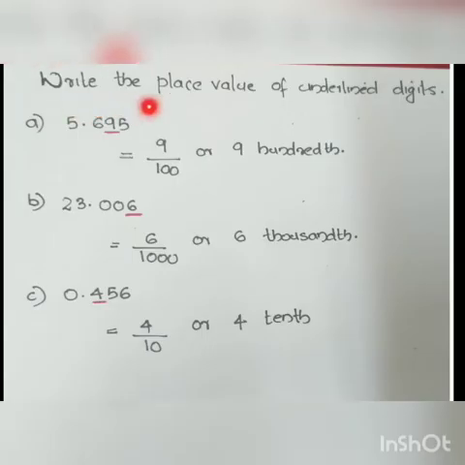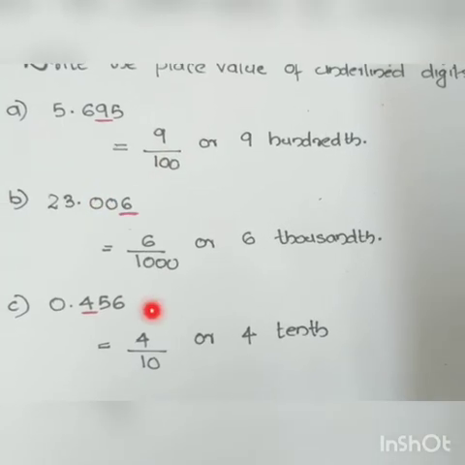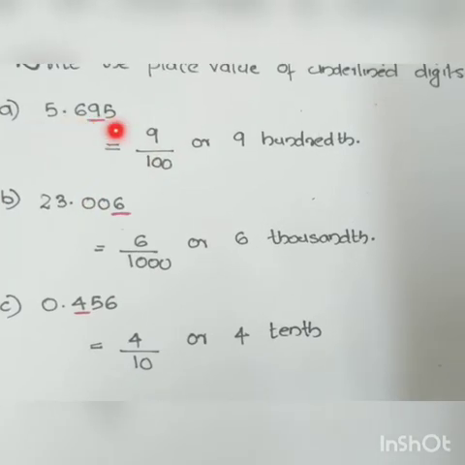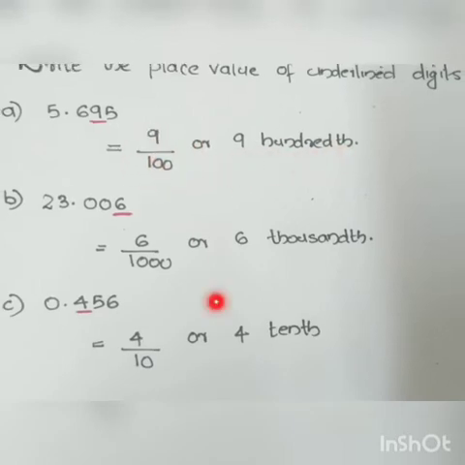Next, write the place value of the underlined digits. So here tell me the place value of the underlined digits. What is it? 5.695. Here, which number is underlined? 9. So 5.69. After the decimal point, the second position is 9, isn't it? The first position is for what? Tenths. Then comes the second position, what? Hundredths, isn't it? So what is the place value? You can write 9 hundredths or 9 by 100.